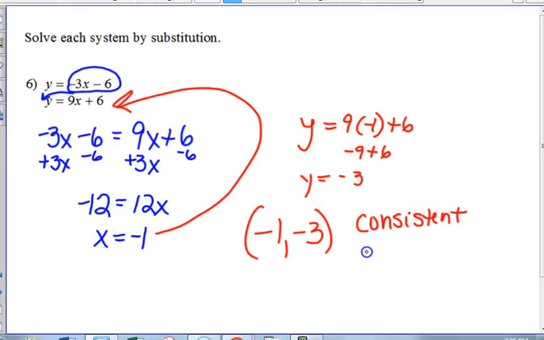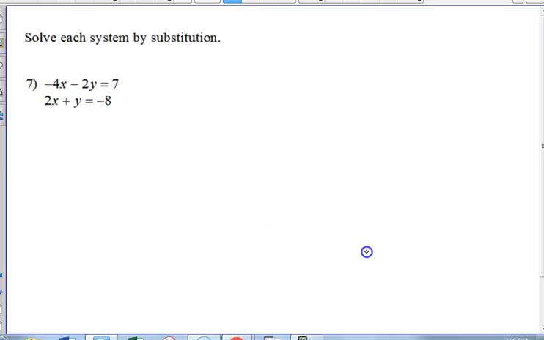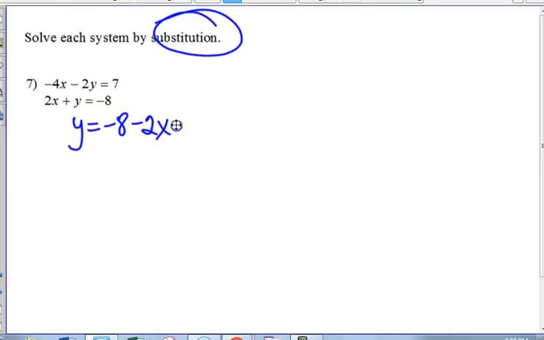All right, what craziness is going on here? They want us to still use substitution, so we're going to have to rearrange one of these. Can we pick the bottom one maybe? What could we do down there? Negative 8 minus 2x. And then plug it into the top one for the y.